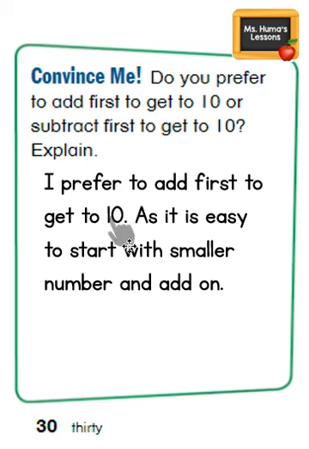If you prefer to add first, you can write I prefer to add first to get to 10. If you prefer to subtract first, you can write I prefer to subtract first to get to 10. Then you have to explain why. Because we are choosing addition first here, we will write: it's easy to start with the smaller number and add on. I have seen that students usually prefer to add first to get to 10 because it's easier to start with a smaller number and then keep adding on.